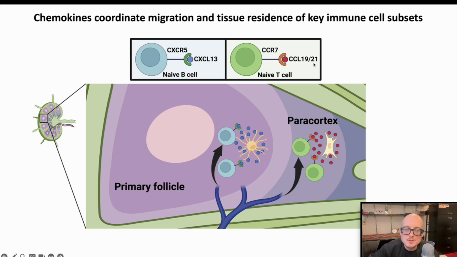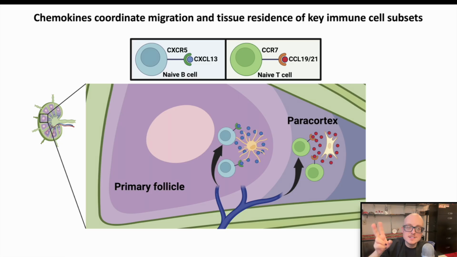The cognate receptor for which is CCR7. So naive T cells express CCR7, and within the paracortex, there are reticular fibroblasts, which make a lot of CCL19 and 21. So a similar concept plays out here. The naive T cells, as they're passing through the high endothelial venule, they move towards the area with the highest concentrations of CCL19 and 21, and that allows them to establish residence within the paracortex.